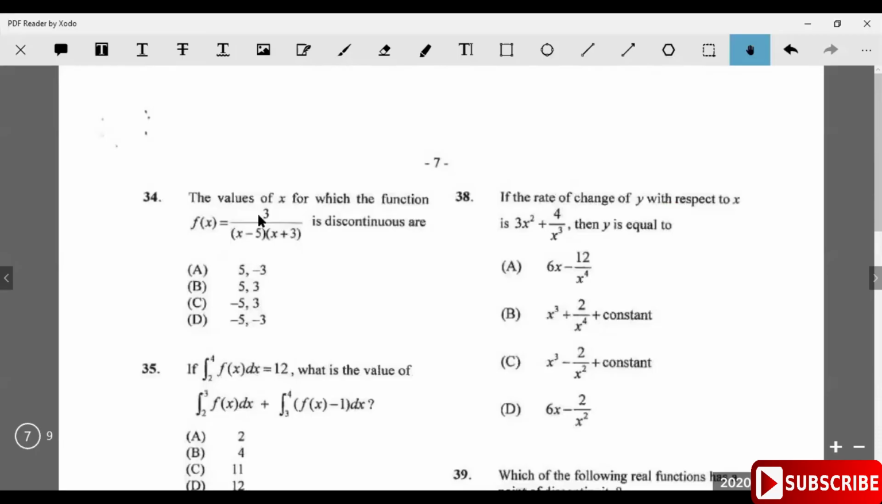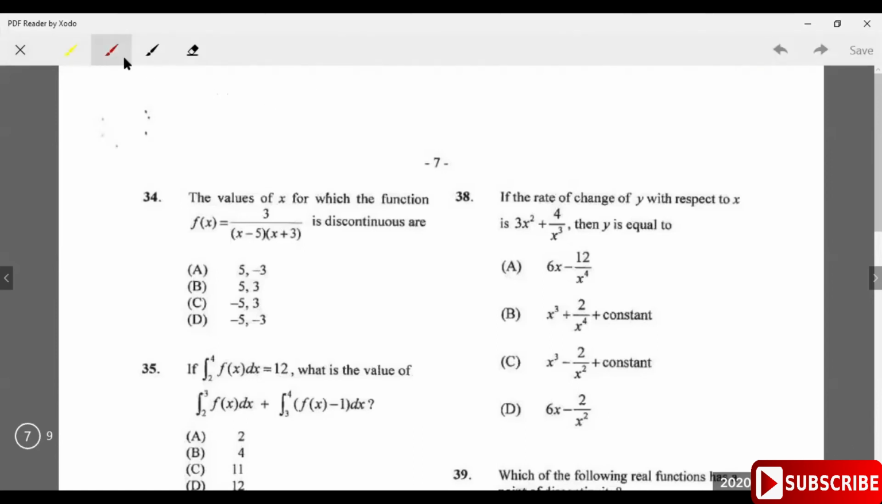Now we need to know the values of x for when the function is discontinuous. The function is discontinuous when the denominator is 0. The denominator is going to be 0 when x equals 5 and when x equals -3. So it's 5 and -3. That's clear, because if you put 5 right here, 5 minus 5 is 0. You put -3 right here, you get 0. And so that's option A.